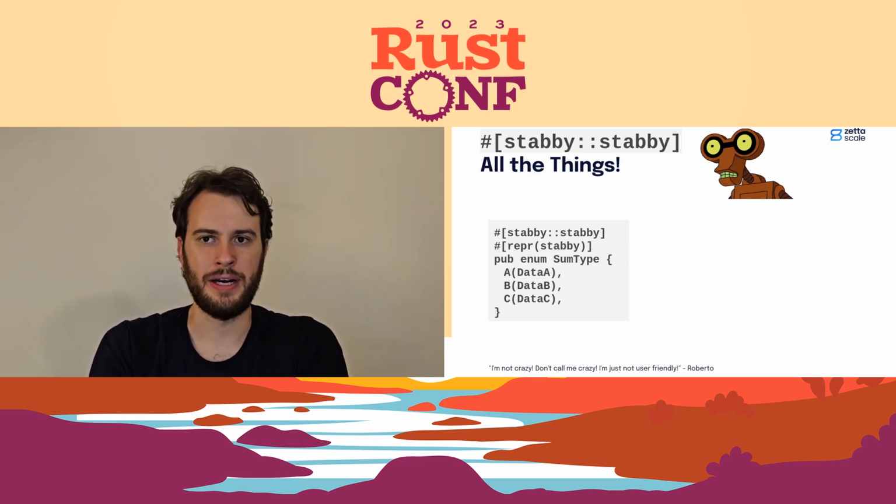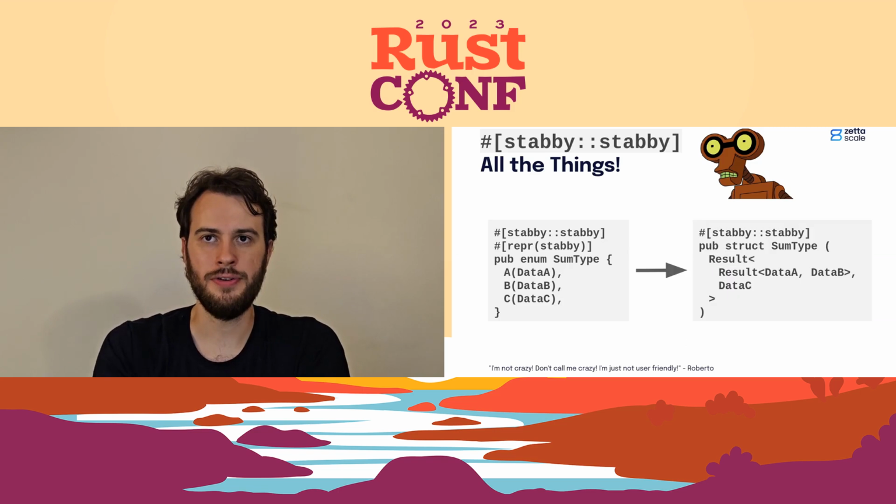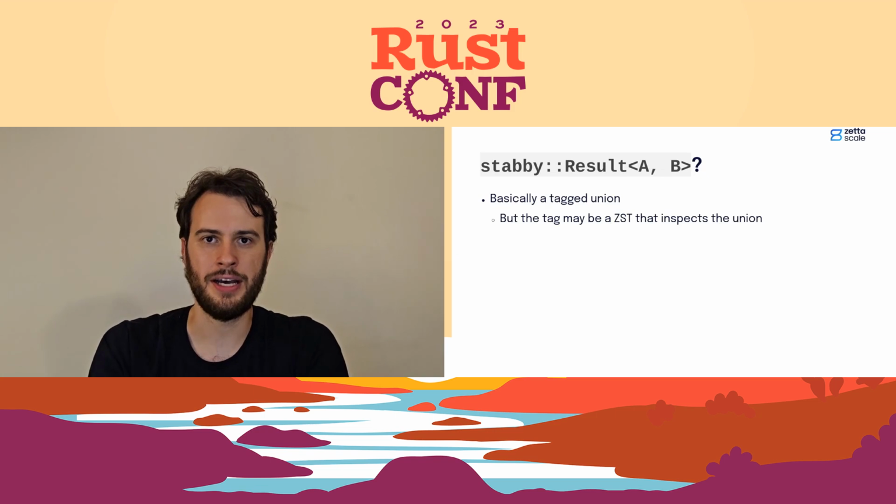It actually does that by turning your enums into a balanced binary tree of stabby results. So it's going to look somewhat like that for a three-variant enum. If you represent it as code, it's going to look like that. A structure that holds a result of a result of a result, up until you get to the leaves, which are your variants. But how is that result represented? How is that one stable and not Rust's? Well, that result is basically just a structure that has a tag and a union, except the tag might be a zero-sized type whose only purpose is to inspect the union to tell you whether it is a certain variant or the other.